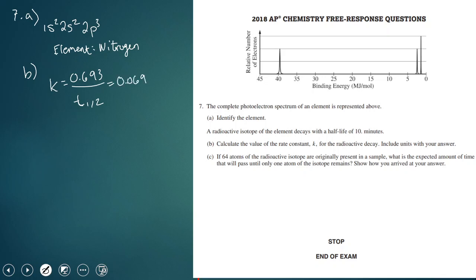Now the units you have to include, they are a little bit funky because it's inverse minutes, or 0.069 times 1 per minute. So the units are a little bit confusing to recognize over there, but it is what it is.